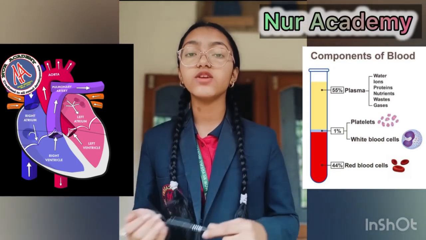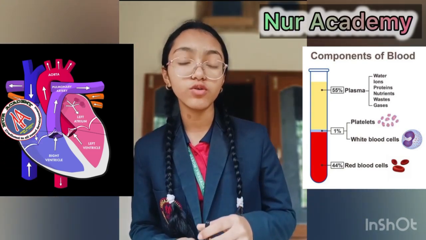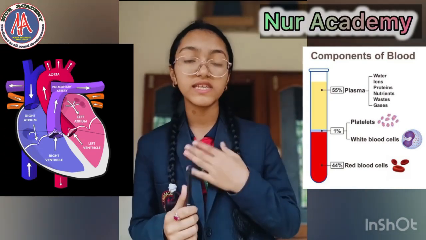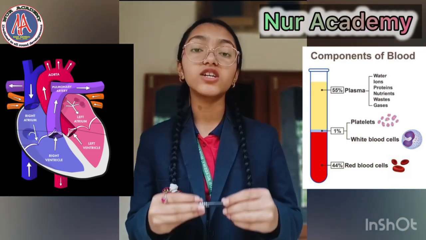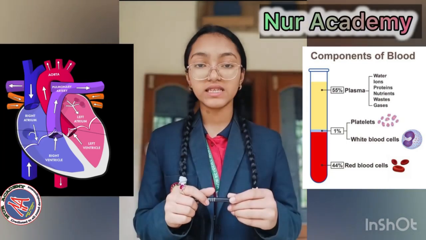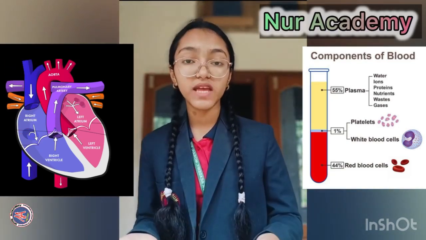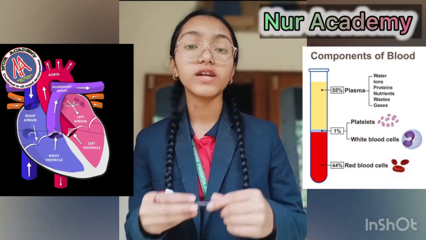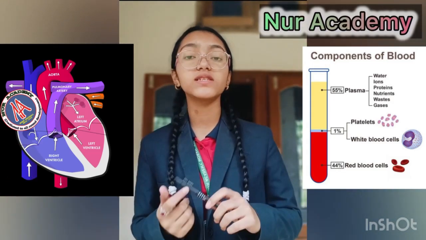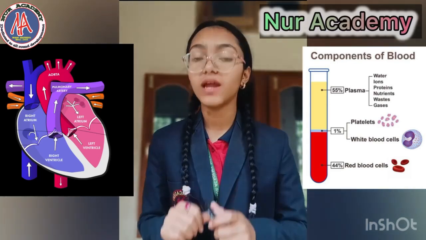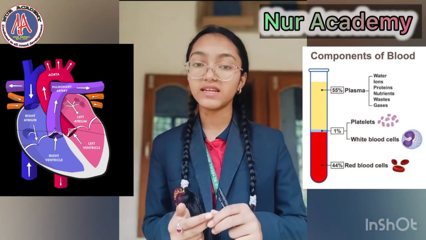And now let me tell you about the blood. So as I have already told you, a liquid passes through the blood vessels and that liquid is called blood. Blood is very important and there are three types of blood cells. The liquid part in blood is called the plasma. The three types of blood cells are RBC, or red blood cells, WBC, white blood cells, and platelets.